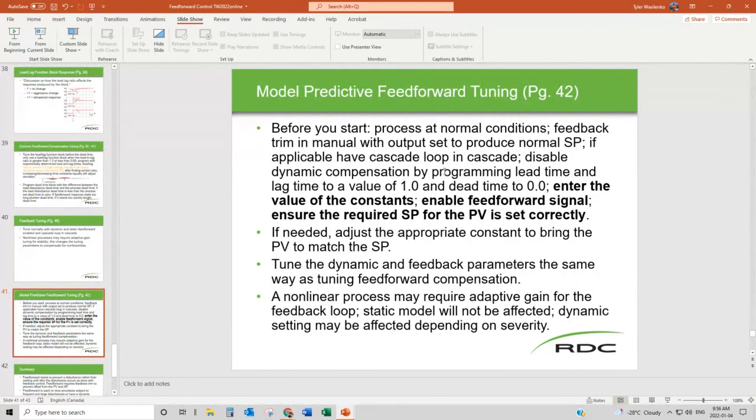Again, this is more repetitive, and I don't know if this really does me or you any good to have me reading this off to you, but I've boiled down what the ILM goes over in 4 or 5 pages. So just like before you start, you want the process to be at normal conditions. We want our feedback loop to be in manual and at a happy spot. If we have a cascade loop, we have it in cascade, and we want to have that dynamic compensation set at 1 and dead time at 0, just as we had before.